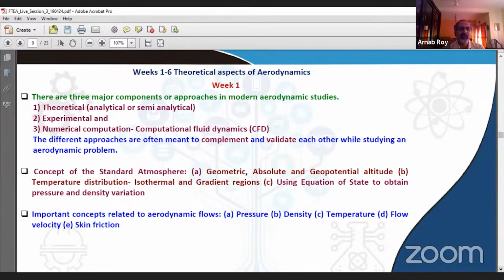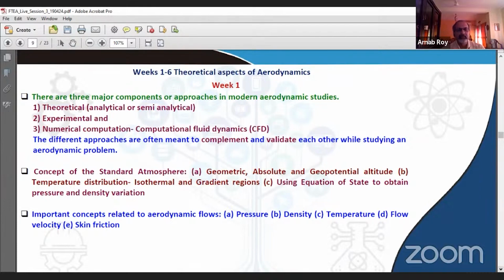So we talked about three major components or approaches in modern aerodynamic studies. We said that when we look at the theoretical aspects of aerodynamics, we look for analytical or semi-analytical solutions. And then there's the experimental approach where we try to look at physical experiments which are set up using facilities like wind tunnels. And wind tunnels can be of different types. They can be separately configured for different speed regimes. They can be of the open loop kind. They can be of the closed loop kind, and so on.